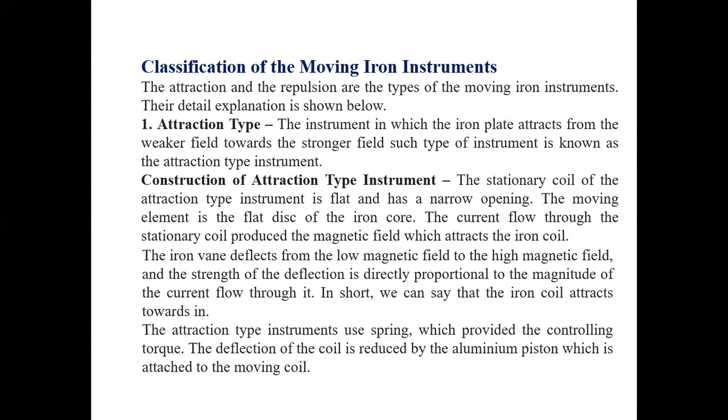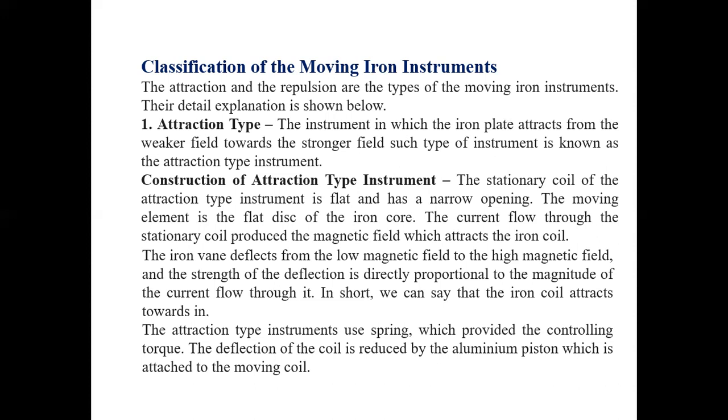The construction of the attraction type instrument is: the stationary coil of the attraction type instrument is flat and has a narrow opening. The moving element is a flat disc of iron core. The current flowing through the stationary coil produces the magnetic field which attracts the iron disc.